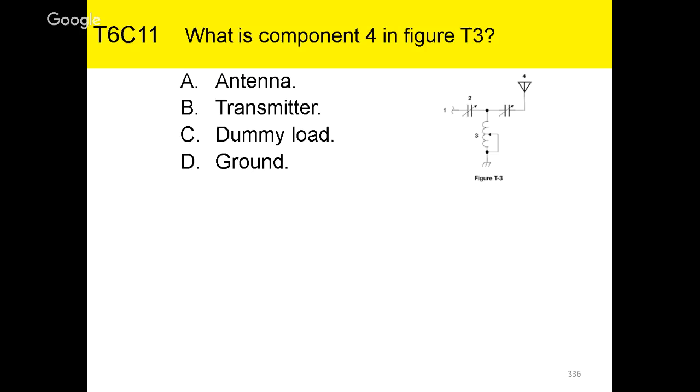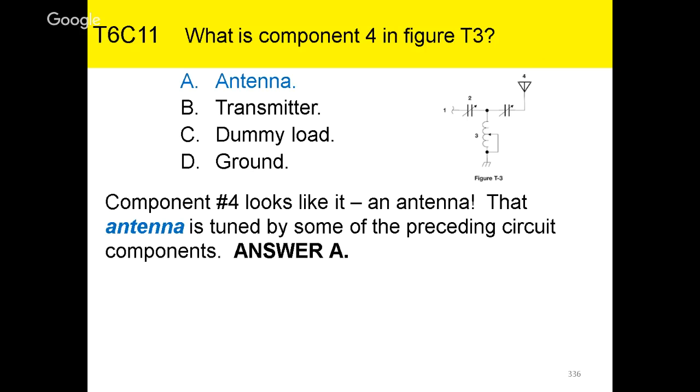Okay, what is component 4 in figure T3? And this should be fairly easy. When you look at this, you should automatically think, okay, one of the things I can tell you right now is that this is a tuned circuit. In actuality, this could very well be a very basic description of an antenna tuner. So it would be fairly easy to say that component number 4 up here is an antenna. And if you answered A, that is correct. It actually looks like an antenna.